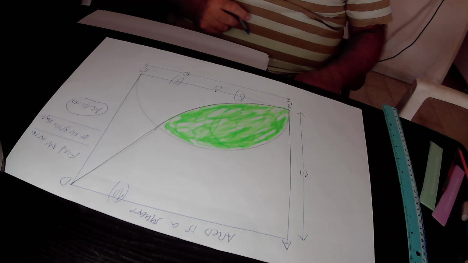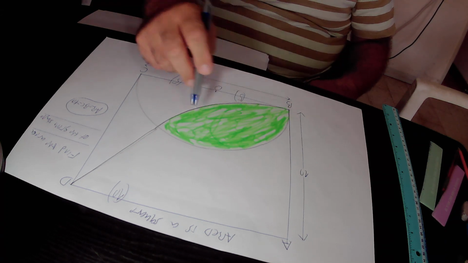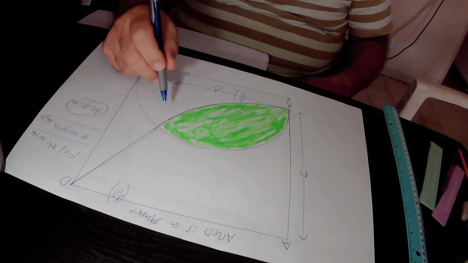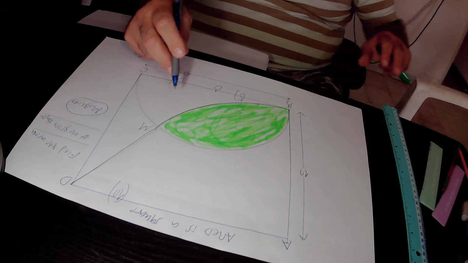In the next step, we will define the intersection point between this semicircle and this quarter circle. This point is point M. And we'll join points O and M together by a straight line.